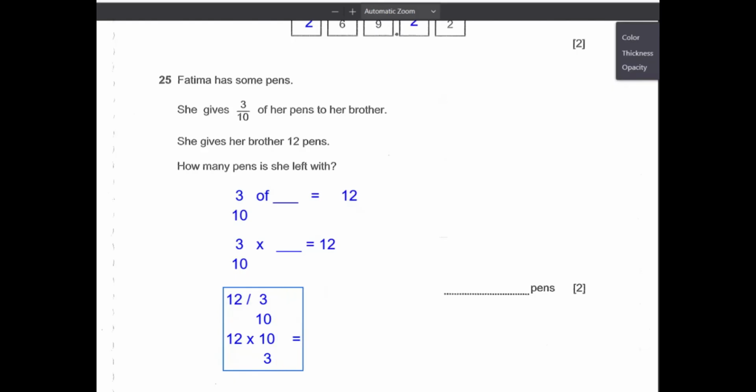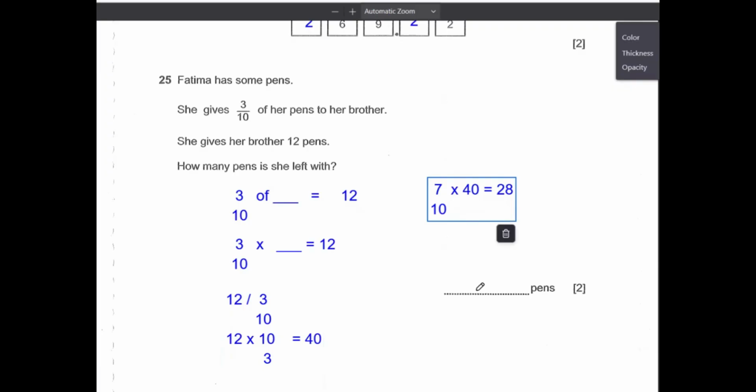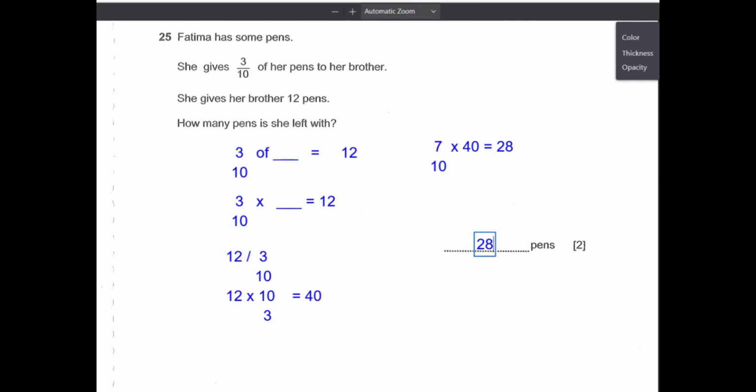So the answer is 40. So this 40 is all the pens. When she gives away 3/10, what is left with her is 7 out of 10. So 7 out of 10 of 40, or multiply 40. We divide 40 by 10, which is 4, multiply by 7, which is equal to 28. So how many pens are left? 28 pens. Are we clear? Yes.